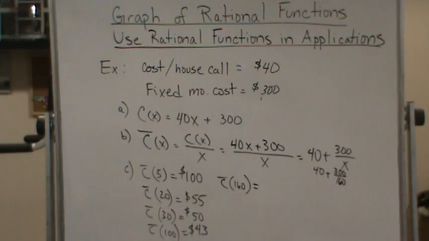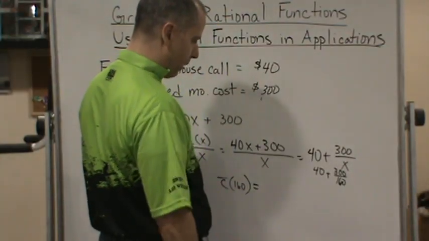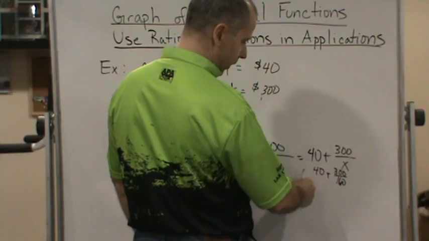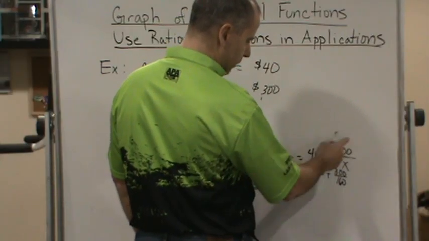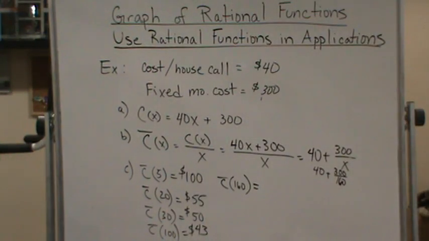Now, it says, however, if the number of calls were to be unlimited, what would be the average cost? What would the average cost approach? Okay, so now this is end behavior. If we look at this as a rational function, what happens as x goes to infinity here? Well, this is going to 0, so it's approaching $40. So the minimum cost that the company would have would be $40.